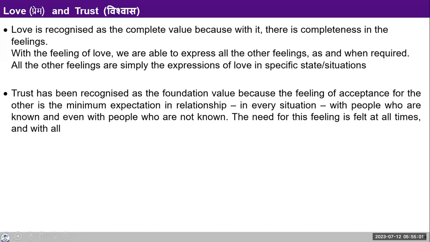So basically, if I see my relatedness with each and every unit, then all these other feelings are only small bits in that. Whenever I need to, I will use a particular feeling. Like, say, I have a feeling of reverence for somebody who has achieved excellence. That is only taking care of my feeling for those who have excellence. But there also, there is an acceptance of the excellence. So ultimately, my relatedness with all is that complete value, because that encompasses all these other feelings.